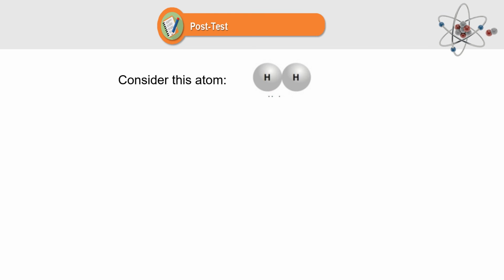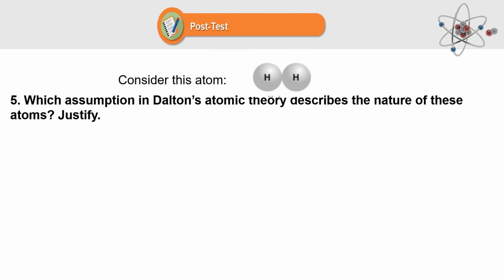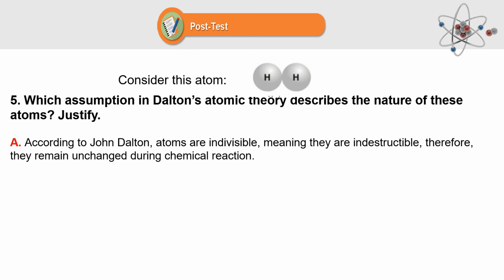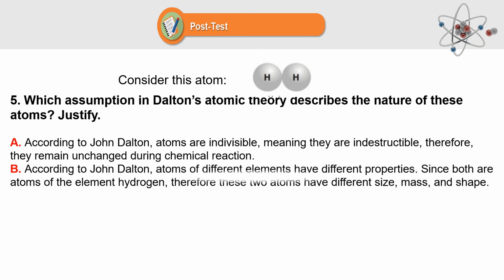Consider this atom. For question number 5, which assumption in Dalton's atomic theory describes the nature of these atoms? Justify. A. According to John Dalton, atoms are indivisible, meaning they are indestructible, therefore they remain unchanged during chemical reaction. Letter B. According to John Dalton, atoms of different elements have different properties. Since both are atoms of the element hydrogen, therefore, these two atoms have different size, mass, and shape.